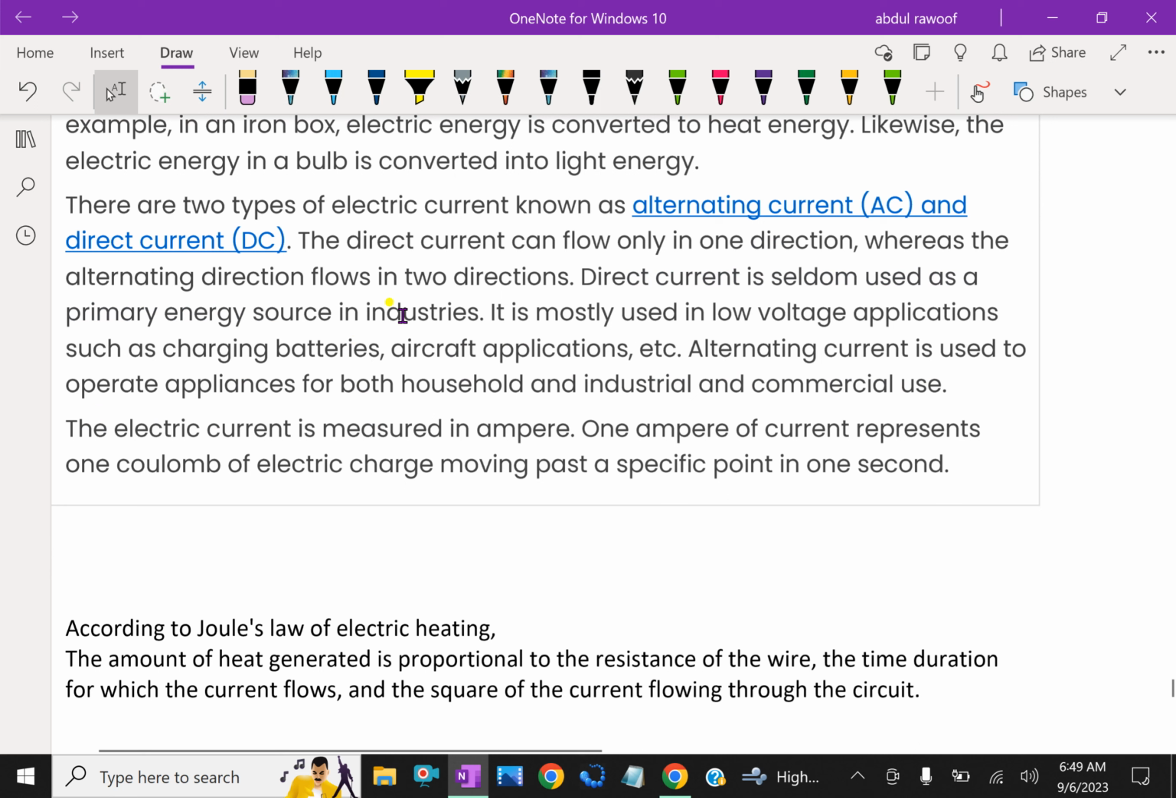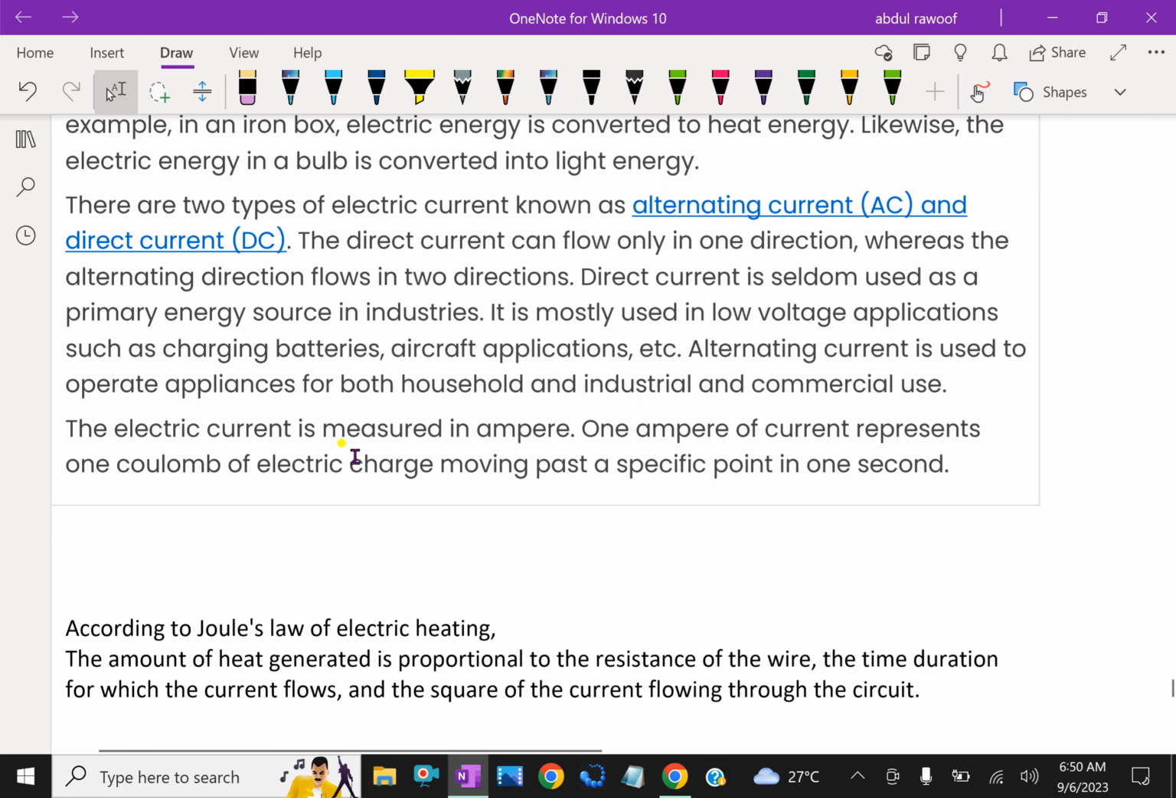There are two types of electric current known: alternating current, that is AC, and direct current, DC. The direct current can flow only in one direction, whereas the alternating current flows in two directions. Direct current is seldom used as a primary energy source in industries. That is, AC current is useful in industries. DC is mostly used in low voltage applications such as charging batteries, aircraft applications, etc. Alternating current is used to operate appliances for household, industrial and commercial use.